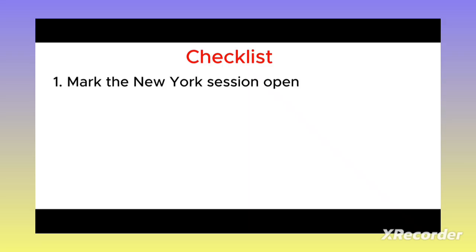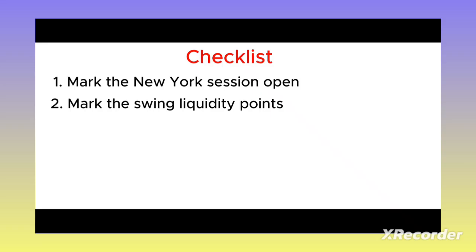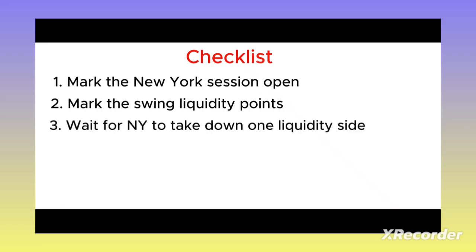The second thing we want to do is to identify and mark both swing liquidity points, the sell side liquidity and the buy side liquidity. We mark the points before the session starts. The third step is to wait for the New York session to start and take down one liquidity side, be it the buy side or the sell side liquidity.